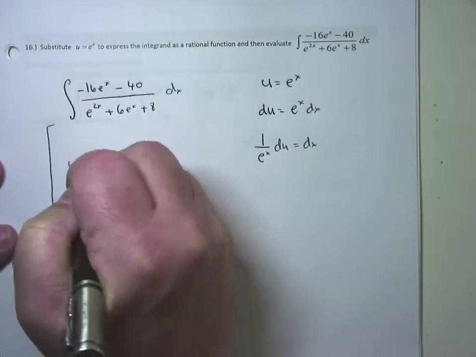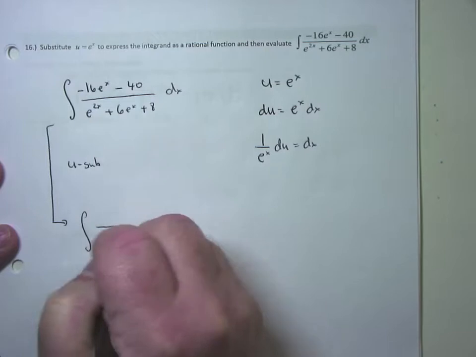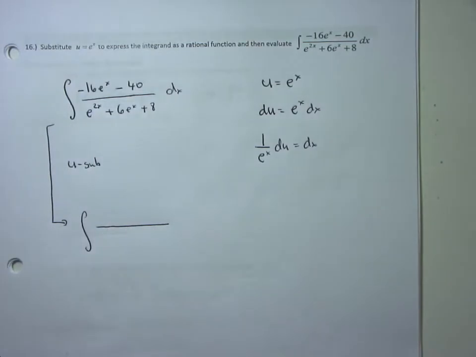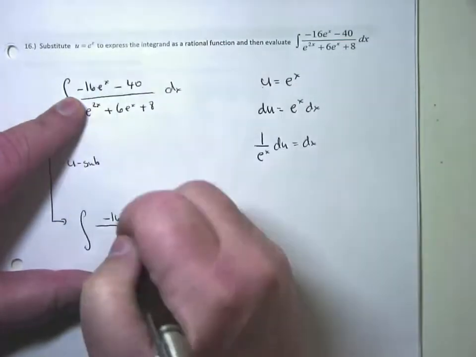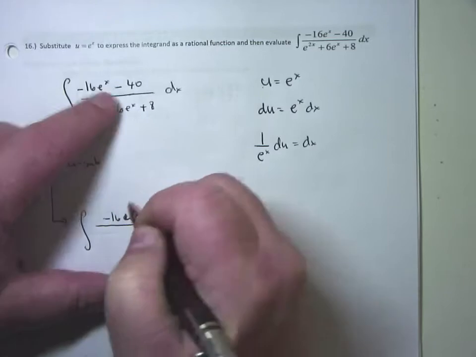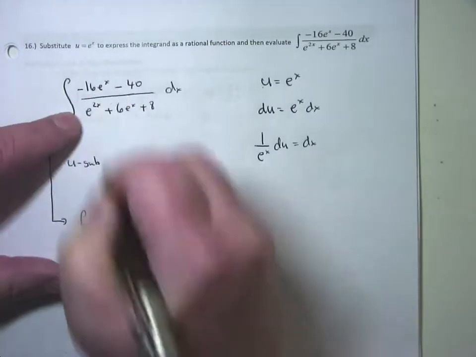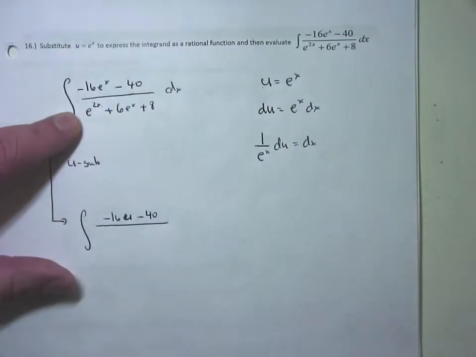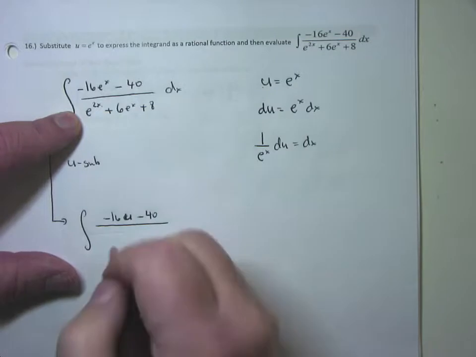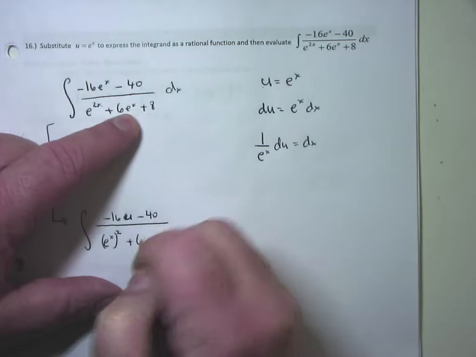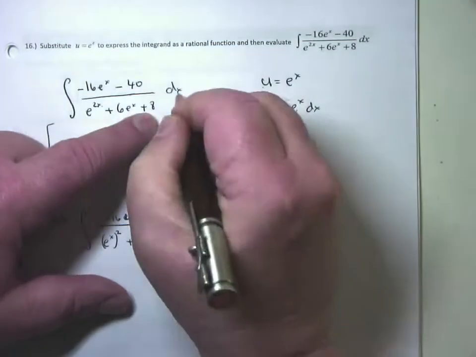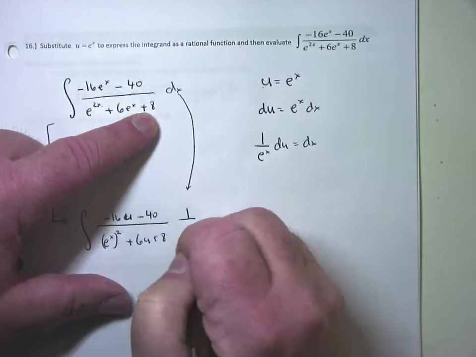So now I'm going to substitute. This is that u sub. Here it comes. This is the integral. Another thing you need to notice: u is e to the x. So there's a minus 16 e to the x, that's going to be a u, minus 40. I've got an e to the 2x, but this is what I want to show you. e to the 2x is a multiplying of a power, and when you have a power raised to another power, you multiply. This is the same thing as e to the x squared plus 6. There's another e to the x, that'll be u, plus 8. And the dx gets replaced with 1 over e to the x du.